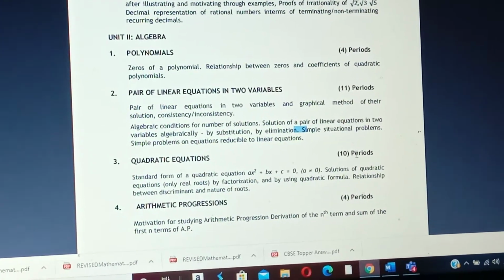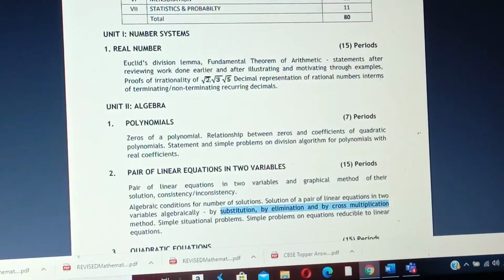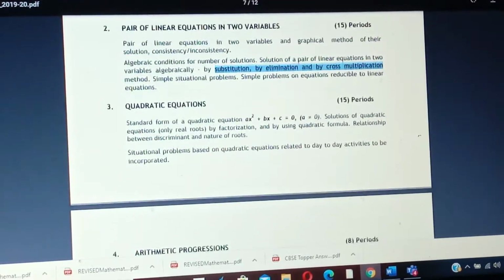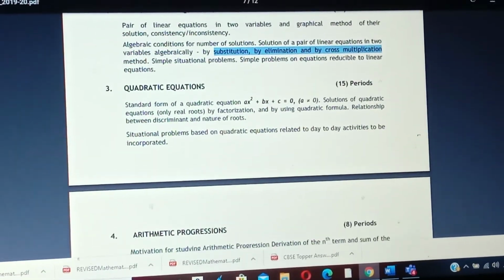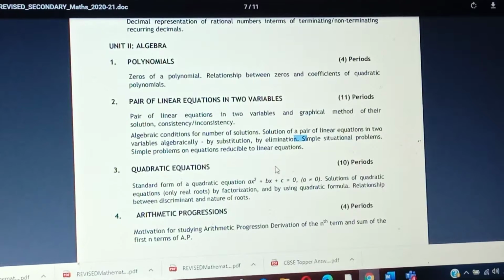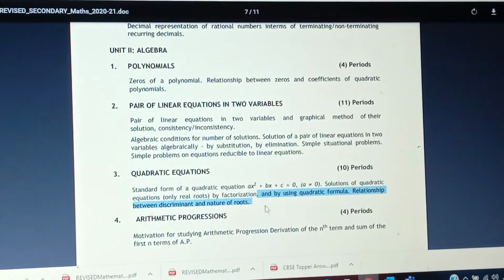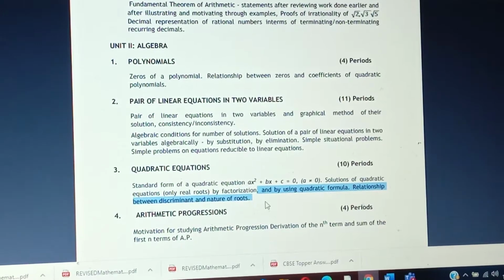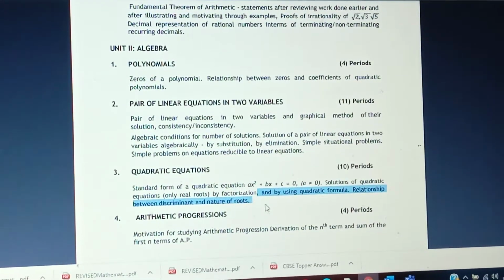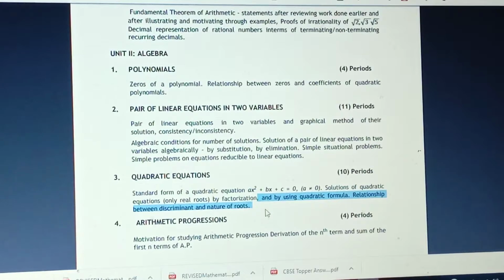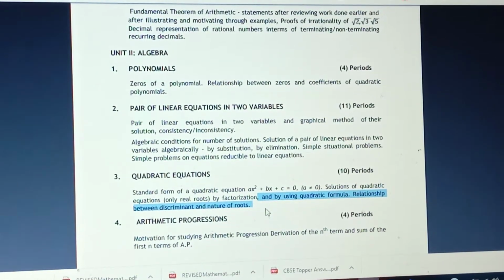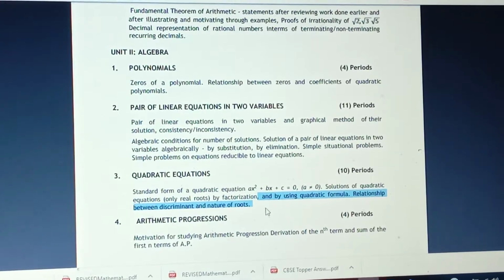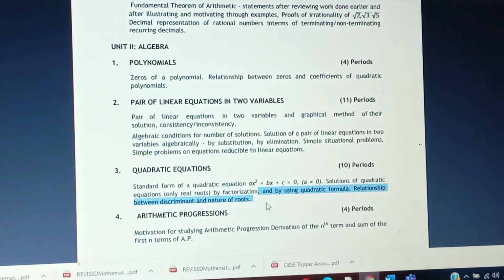Now let's move to quadratic equation. Quadratic equation, last year you had 15 periods. This year only 10 periods. So what is the major change that is happening in quadratic equation? All your problem questions which involved the questions related to your train and boat and aeroplane, all those are not coming. Is that a good news?